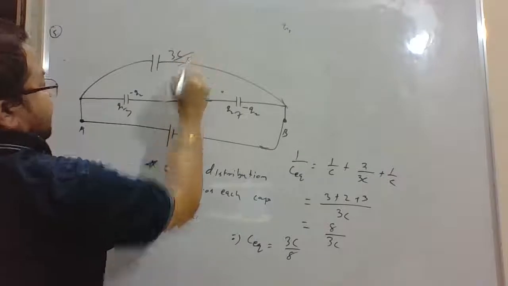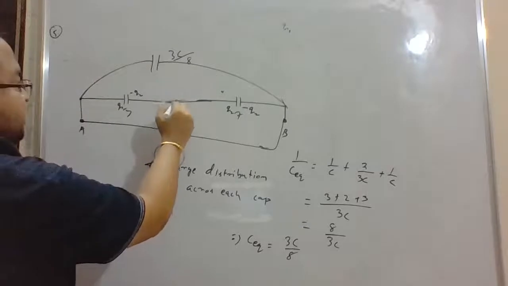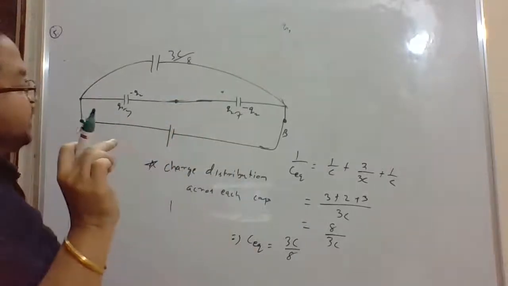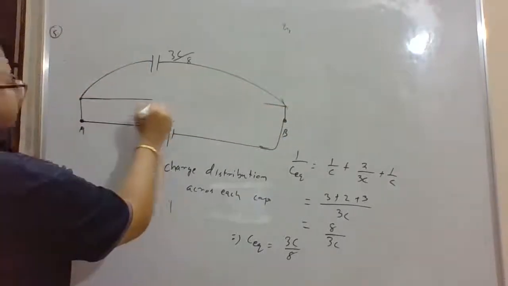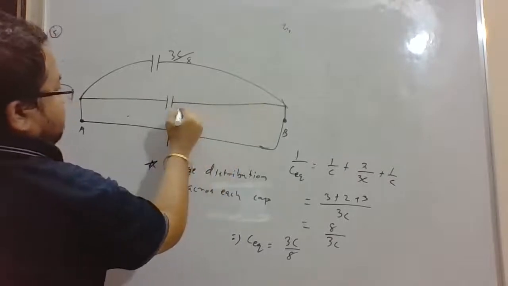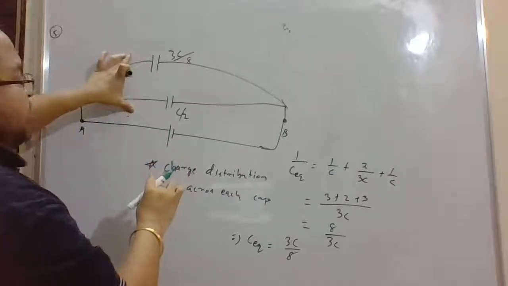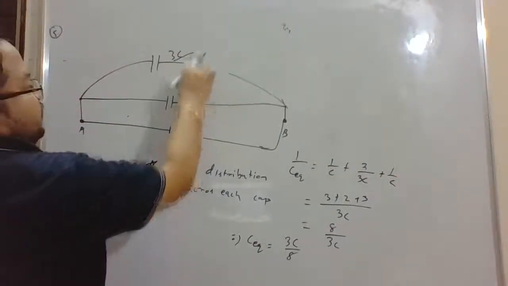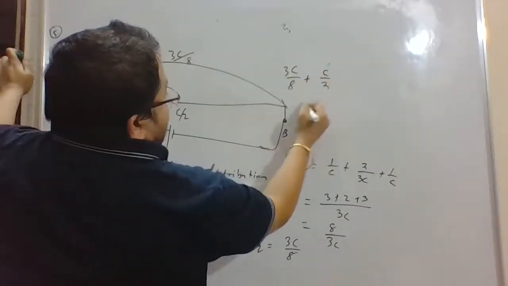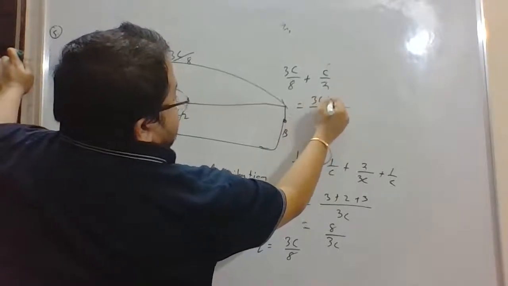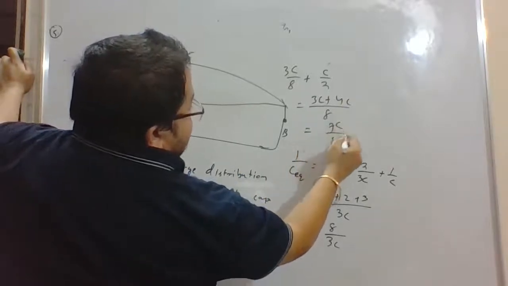Now, this C and this C are in series, right? Because this is a junction point, there is no disturbance, so they are in series. So I can remove both of these and put one C by 2 here. So this is C by 2, this is 3C by 8. These are in parallel, so obviously the equivalent capacitance will get added. So it will be 3C by 8 plus C by 2. LCM is 8. This is 3C plus this is 4C, so obviously this is 7C by 8.